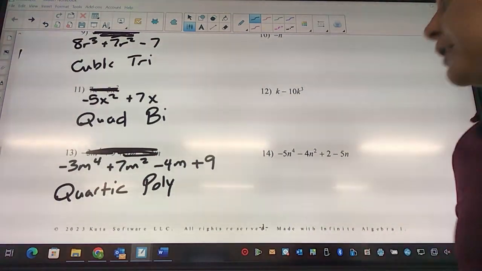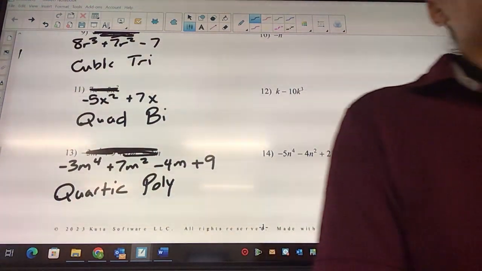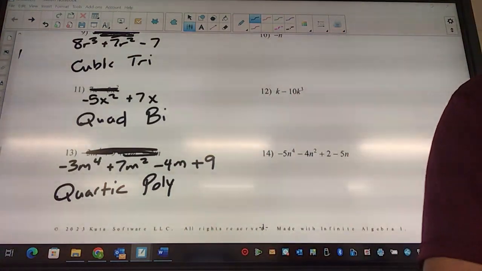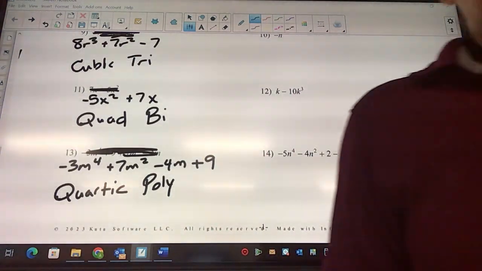Okay, the rest of the sheet is for you guys. Get the rest of the front side done and the back side. Go through, write them in order, and then write your degree and number of terms.